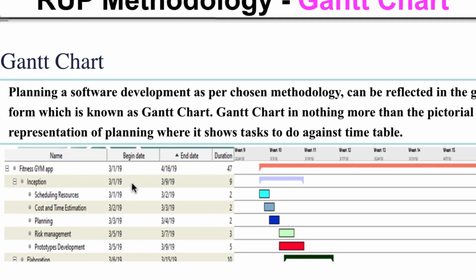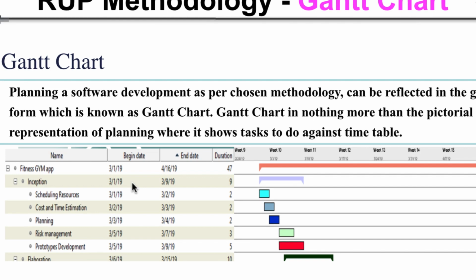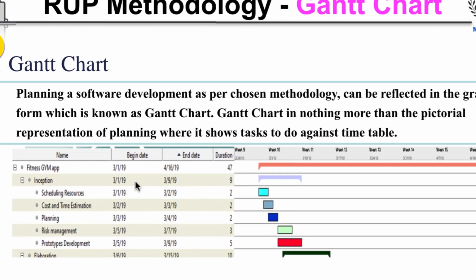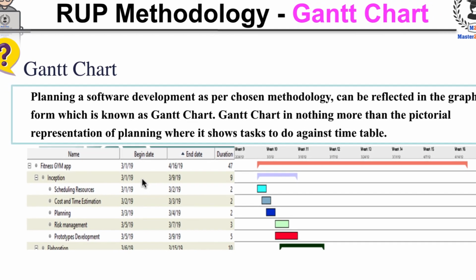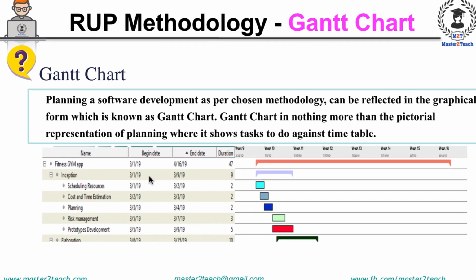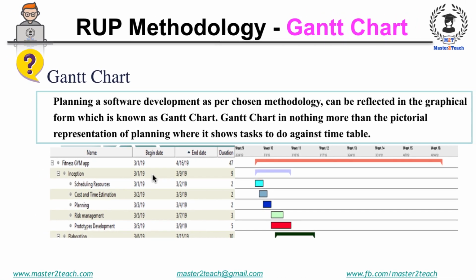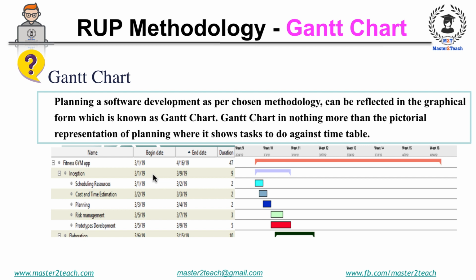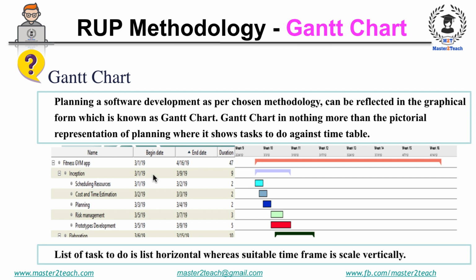It is a very important tool for the project manager or software engineer to assign the jobs to the employees, trace the target and deadline, track the project progress, and decide to take action in case there is a risk of the project falling behind or failure. In the Gantt chart, the list of tasks to do, also known as activities, is listed horizontally, whereas a suitable time frame is scaled vertically. Each activity is represented by a bar.